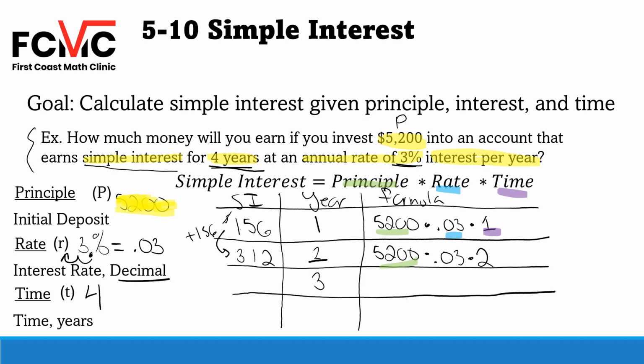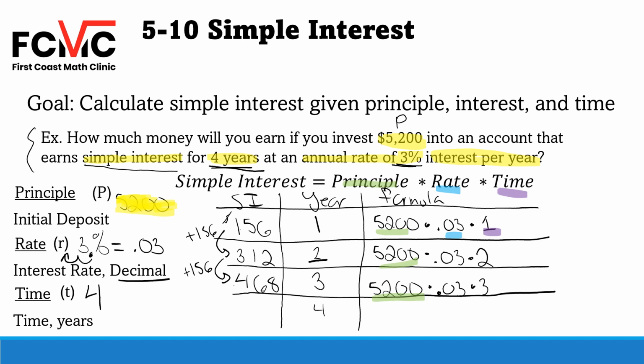So let's do year 3. Again, we're keeping our principal, because since this is simple interest, our principal always stays the same, always 5,200. Interest, 0.03. Our time is 3 years now. 5,200 times 0.03 times 3 is going to give us 468, which is our year 2 plus 156. So we're seeing this pattern: plus 156, plus 156, plus 156.